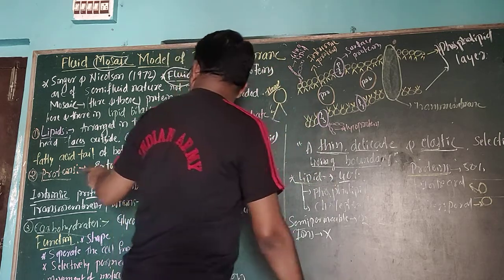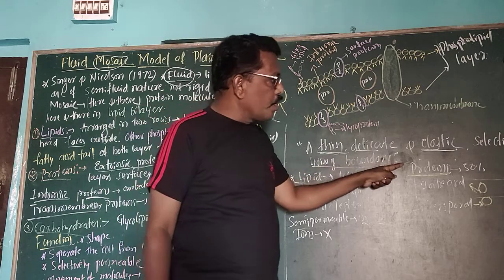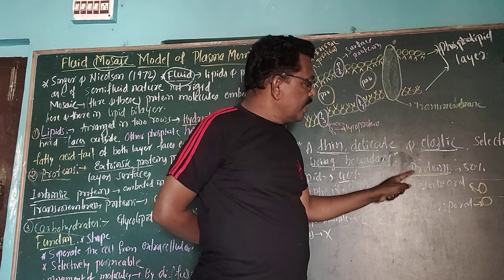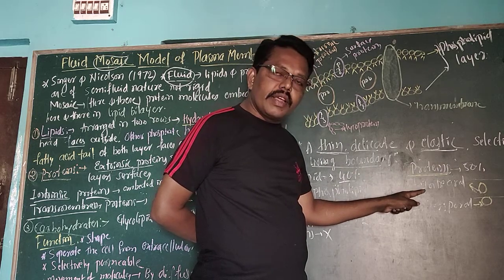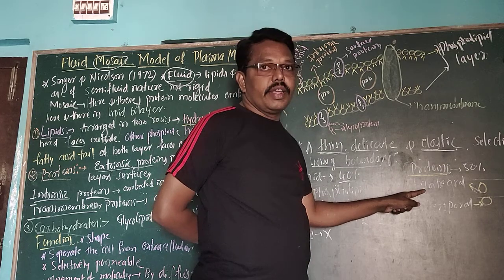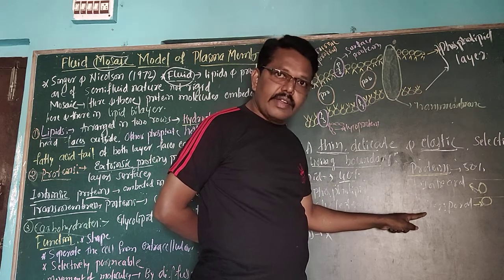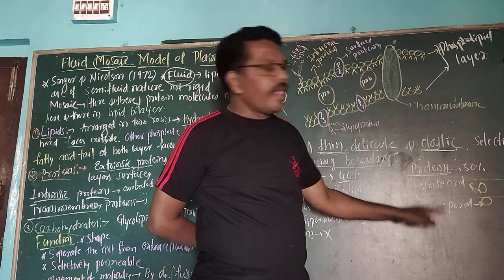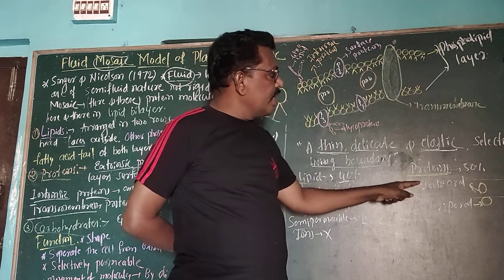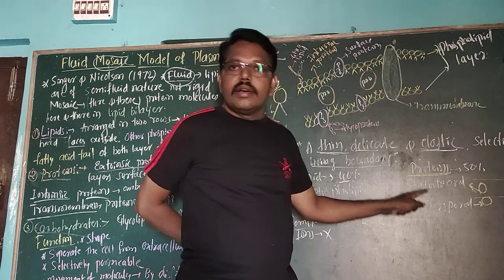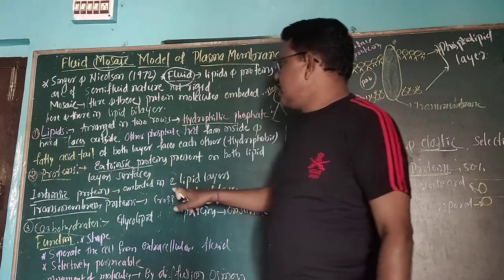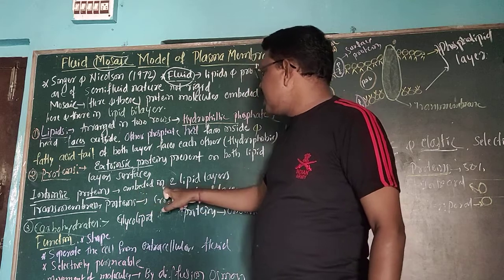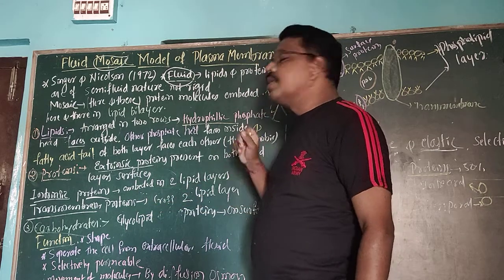Then the next one, proteins are there. Within this, 50% is protein. Here you will see the integral protein or intrinsic protein, as well as the second, peripheral protein or extrinsic proteins. What do you mean by integral protein, sir? The integral or intrinsic proteins are completely embedded within the two lipid bilayer.